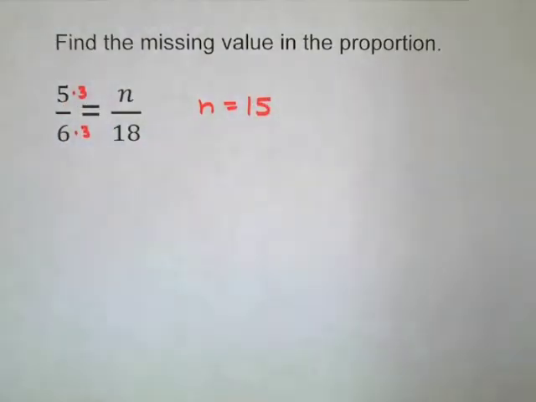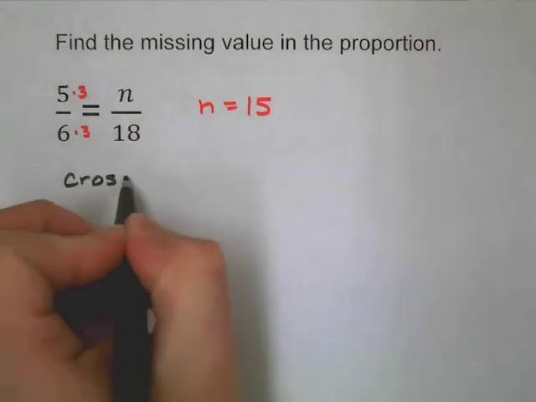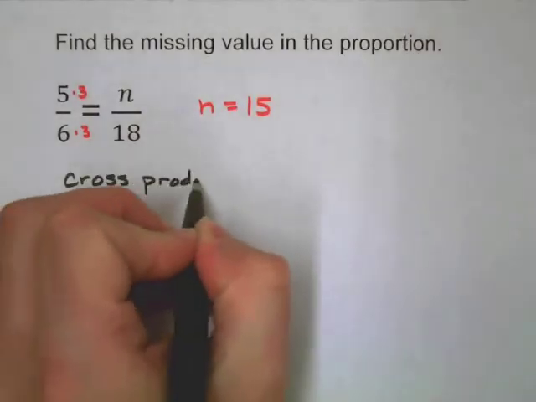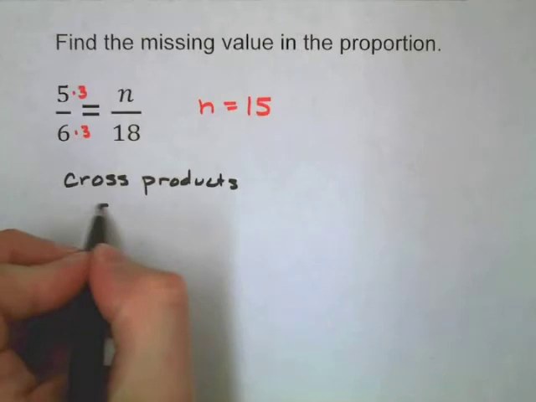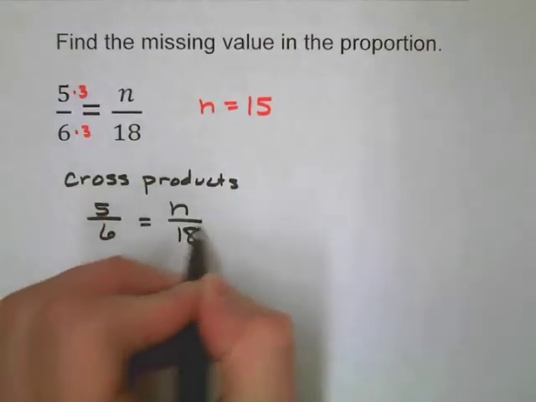Now that's nice if the numbers are very straightforward like that. They might not always be. So let's look at this same example but using another method. We can use cross products as well. So we have 5 is to 6 as n is to 18.